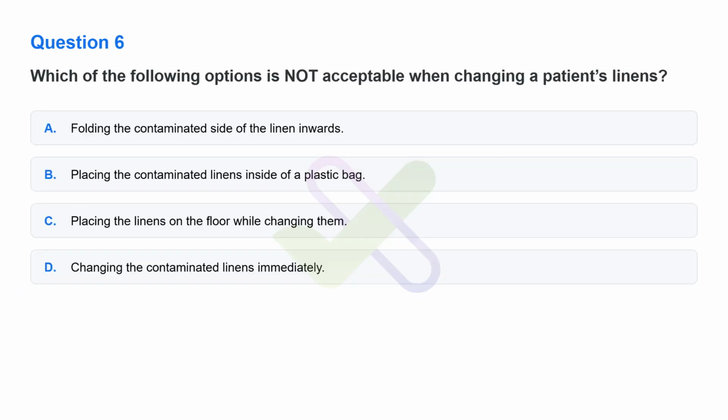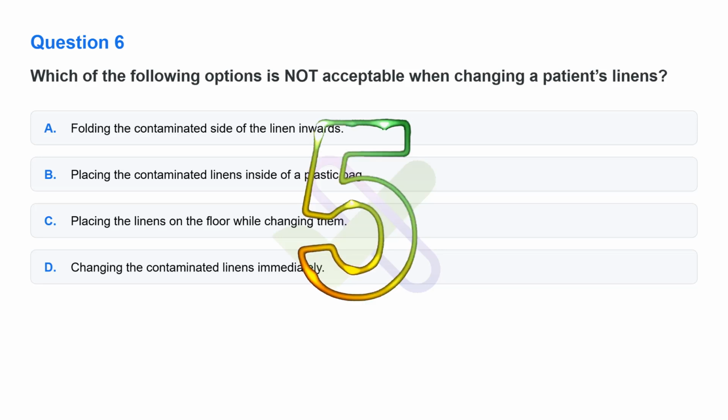Which of the following options is not acceptable when changing a patient's linens? A. Folding the contaminated side of the linen inwards. B. Placing the contaminated linens inside of a plastic bag. C. Placing the linens on the floor while changing them. D. Changing the contaminated linens immediately.